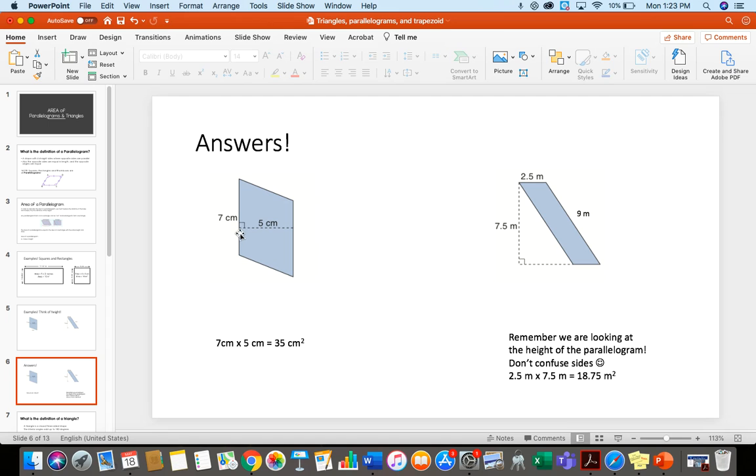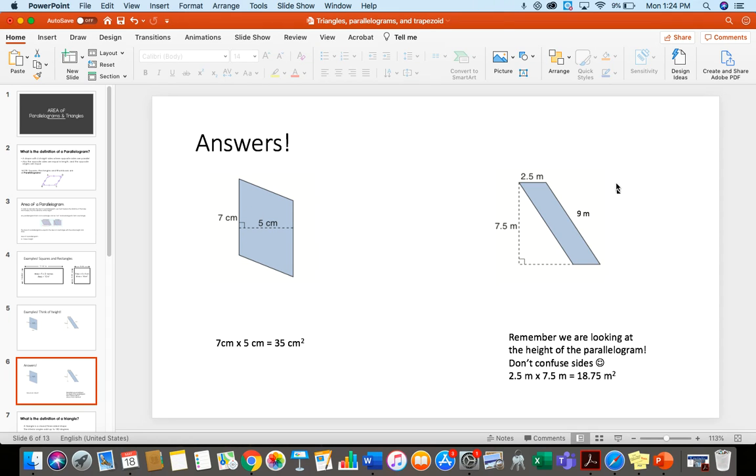So over here, we find out that the base is actually 7 centimeters, even though it's on a 90-degree angle. And then the height of it is the inside, or just the total of it, which is 5 centimeters. Okay, so as we said, the formula for a parallelogram is base times height. So we have 7 centimeters times 5 centimeters is equal to a total of 35 centimeters squared. So this one's not so bad.